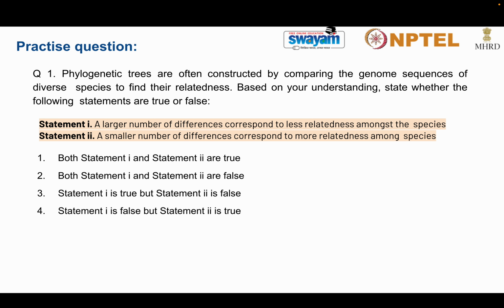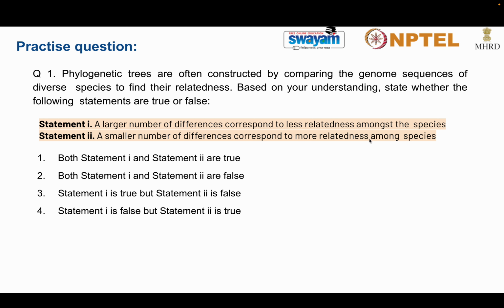If you have an idea about phylogenetic trees, then you might be aware of how these trees are drawn. We perform the sequence alignment, and from there we draw these phylogenetic trees. So read these statements and what do you think? The first statement says that a larger number of differences correspond to less relatedness among the species. That means if there are more differences, then the species will be less related to one another. That means they will be placed far away in the phylogenetic tree. And if there is a small number of differences, then they will be more related.